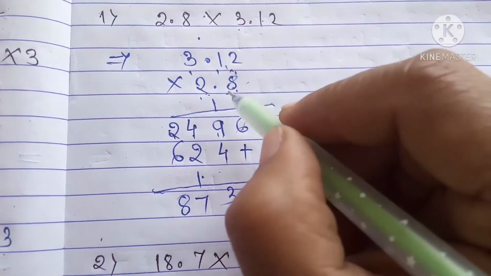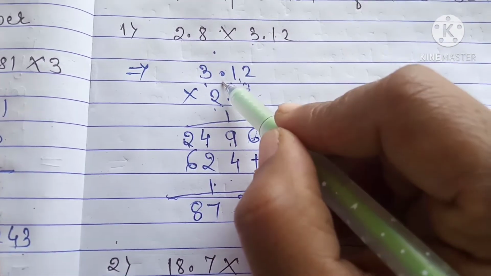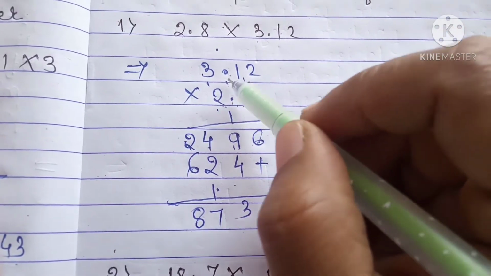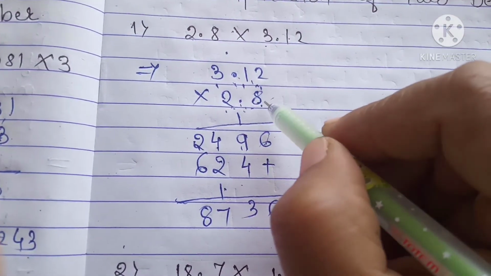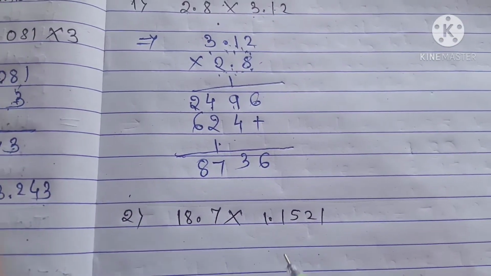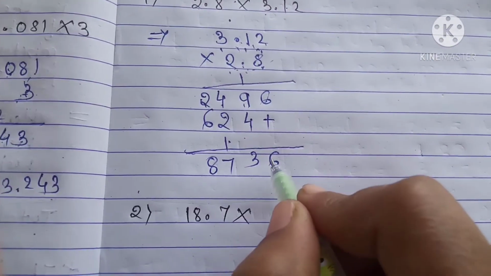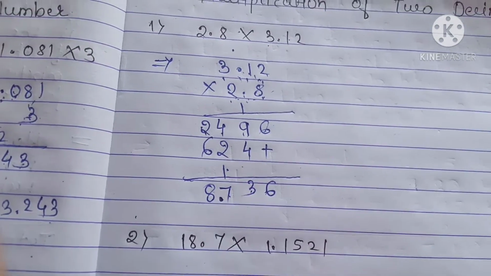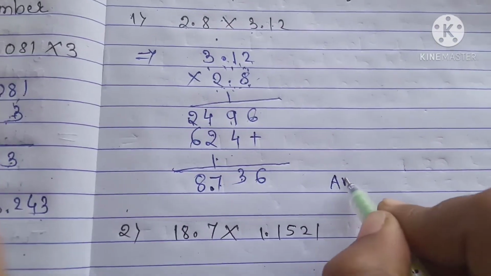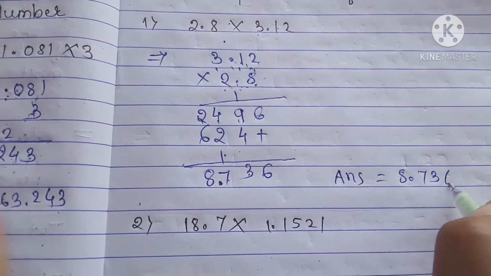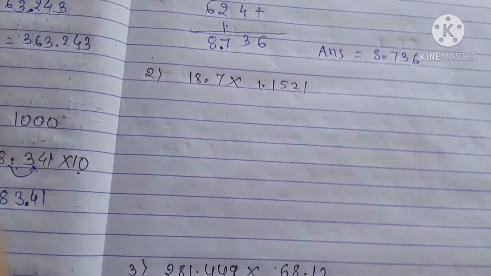Now see here, here also decimal point is there, here also decimal point is there. So what we have to count here? We have to count after the decimal point how many numbers are there. Here is 1, 2, 3. So put the decimal point before 3 numbers. 1, 2, 3. Here will come the decimal point. So our answer will become 8.736.